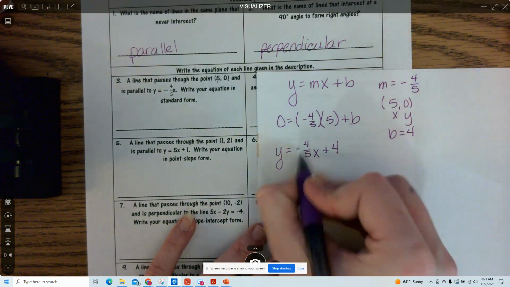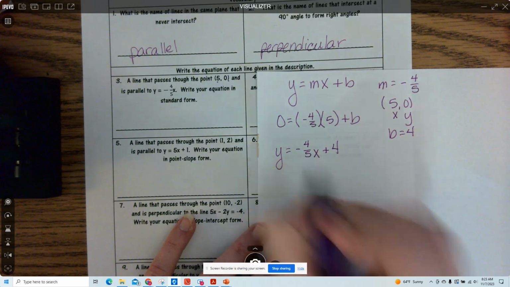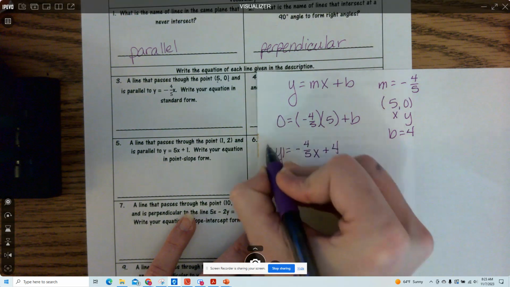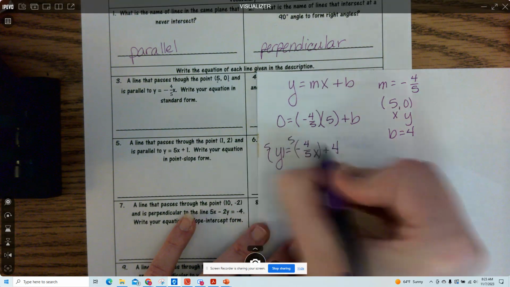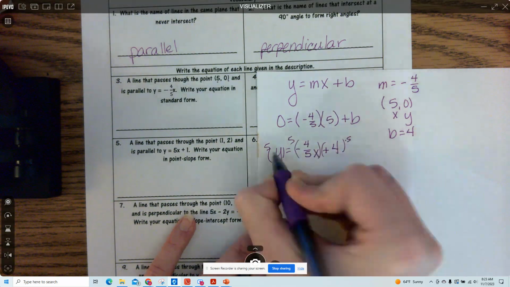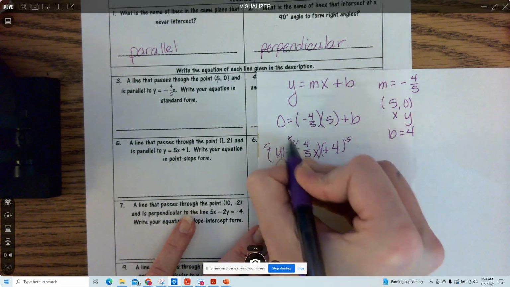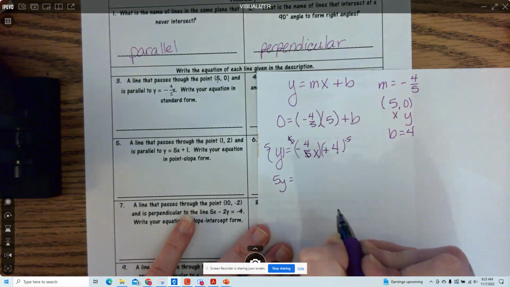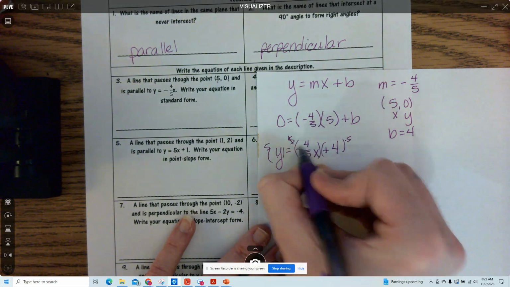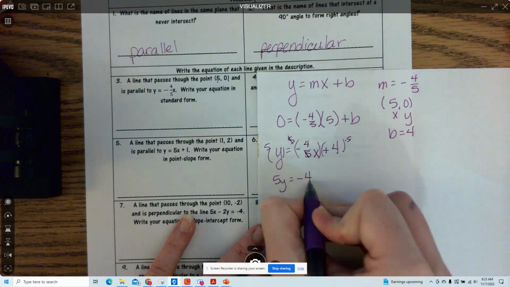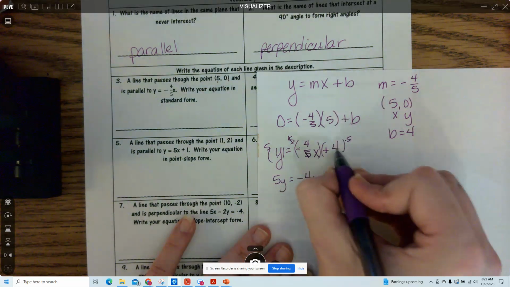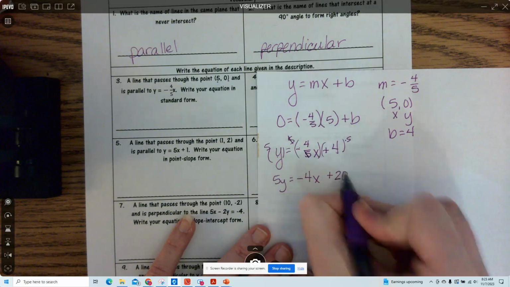So what's the first rule of standard form? No fraction. So how do I get rid of this fraction? Multiply everything by 5. So 5 times y is 5y. 5 times negative 4/5 is going to cancel that denominator out. So I'm left with a negative 4 and an x. And I just smush them all together. 4 times 5 is 20.